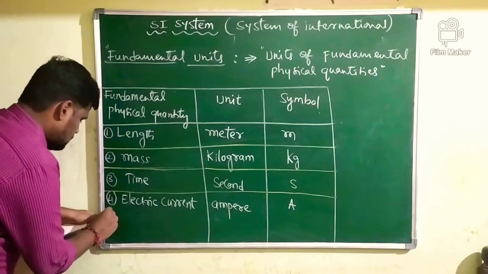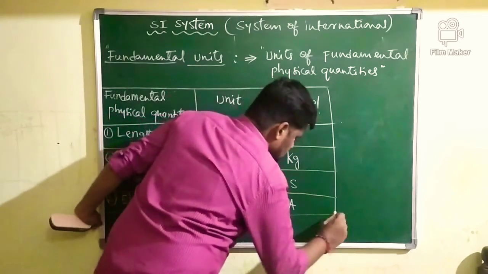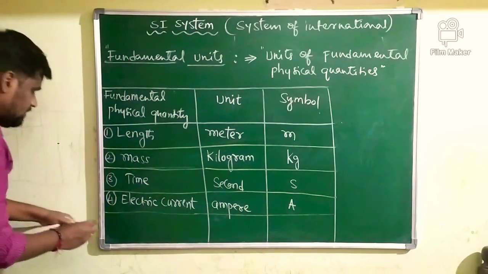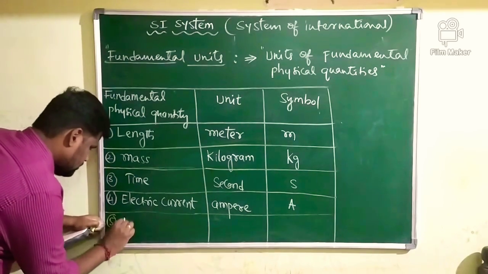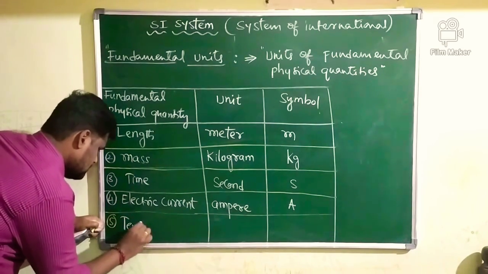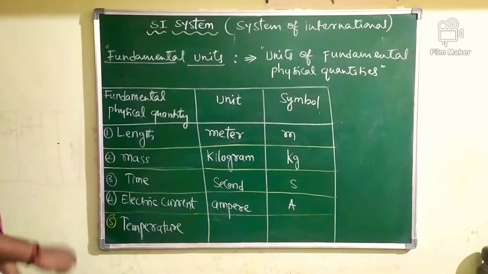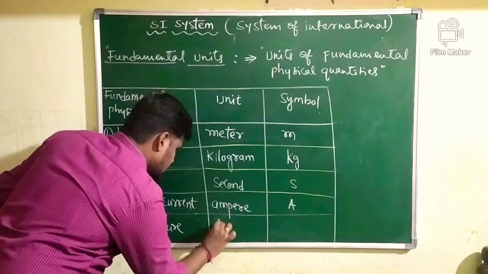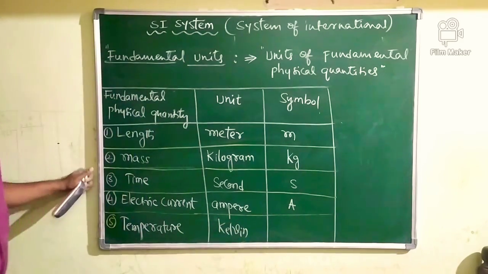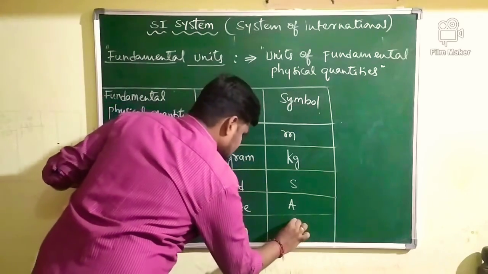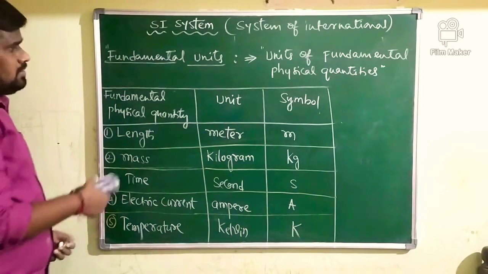Next comes what? Temperature. The fifth one is temperature. The SI unit of temperature is what? Kelvin. Symbol is K. Okay.